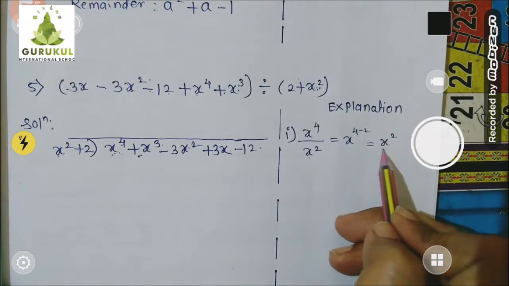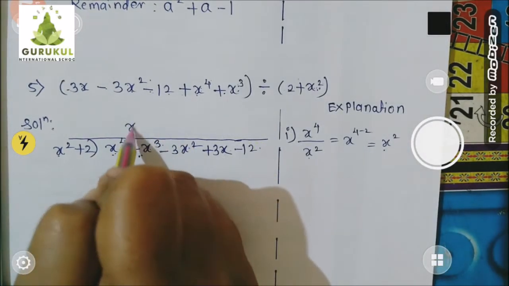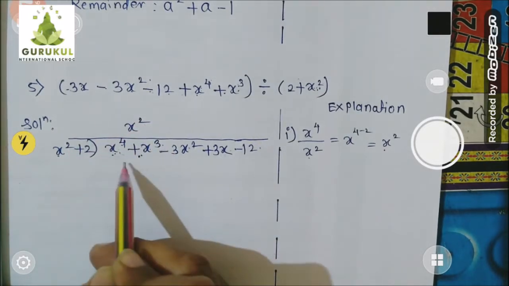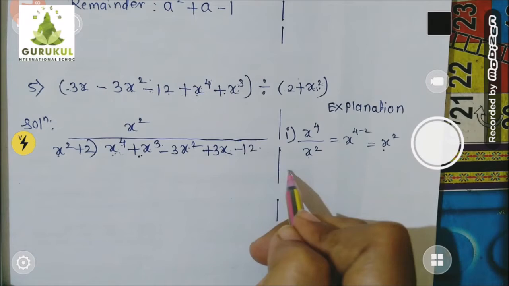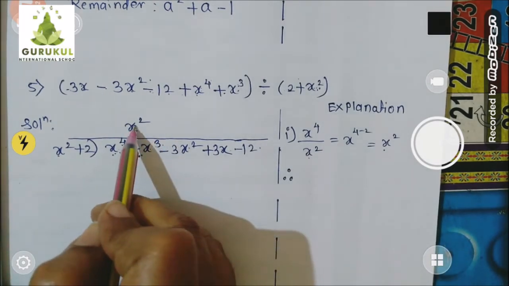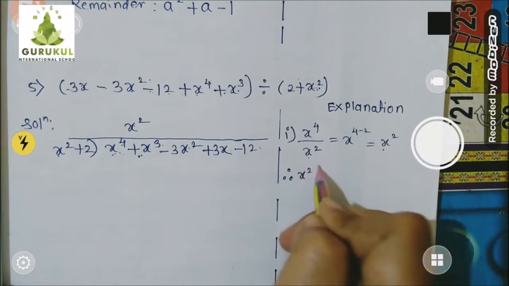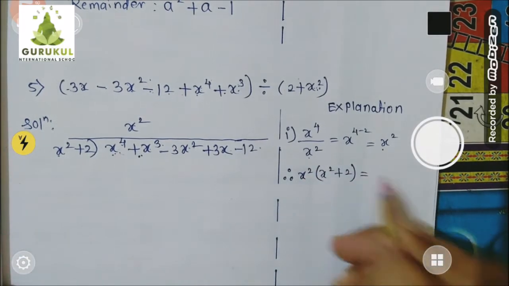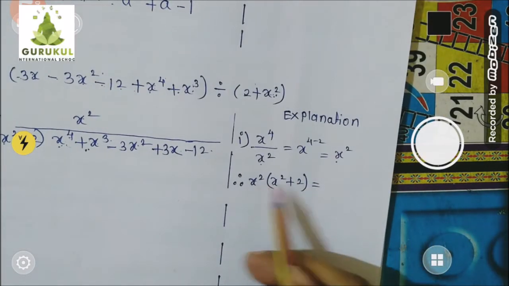So this is the quotient, which I will write over here. Now the product of these two I will write over here. So I will put in the explanation, therefore sign, and then this monomial x square multiplied by x square plus 2. Okay. Now multiply, children, monomial into binomial.